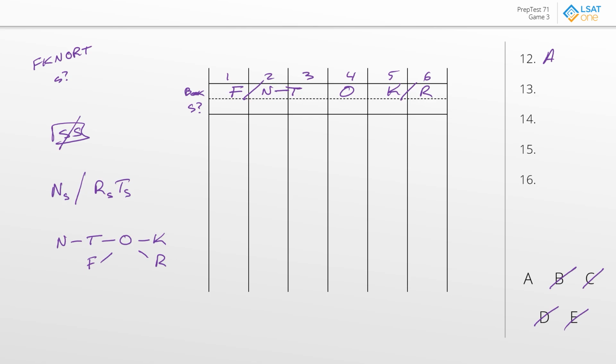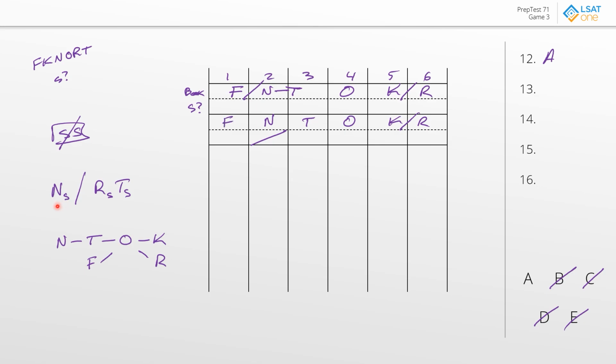Next, let's look at the local questions. So number 13. If N is the second book and it is not summarized, let's see what we can do with that. So we know O is going to have to be in 4. Now, if N is number 2 and it's not summarized, we know that N is going to have to go before T. So T is going to be locked in 3. K and R are, as usual, going to go there. F is, of course, going to have to go into 1.